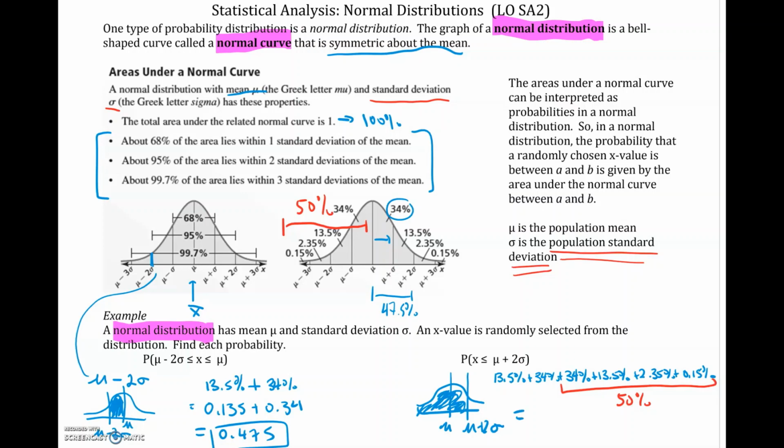All right, so I'm going to go ahead and add this up. This is 0.135 as a decimal, plus 0.34, plus 0.5, because that all is going to be 50% of my data, to give me a probability of 0.975. So 97.5% chance of picking an X value in that giant region. So that's our normal distribution.